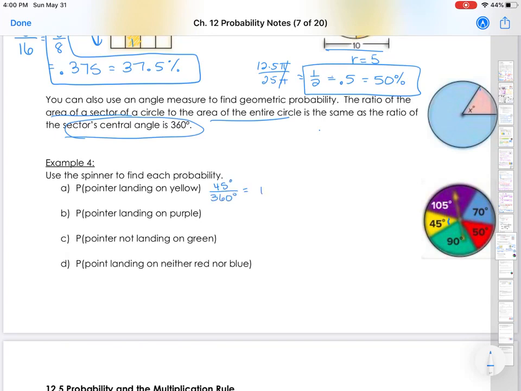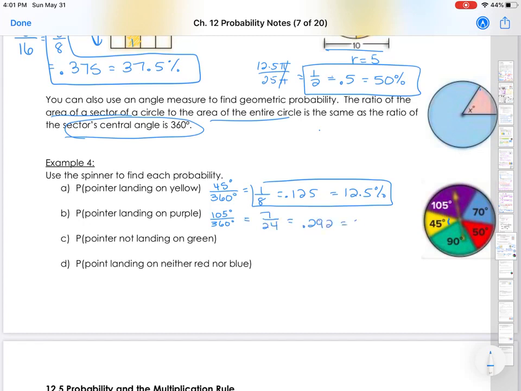So we can do the area of the sector with the area of the circle, but it's the same, it says, as the ratio of the central angle to 360, so that's so much easier. So we're going to say yellow is 45 degrees over the entire circle, which is 360. So 45 over 360 is going to simplify to 1/8, which is 0.125 or 12.5%.